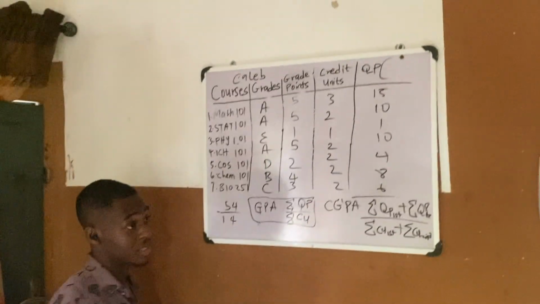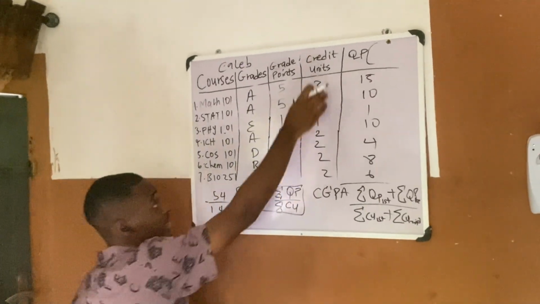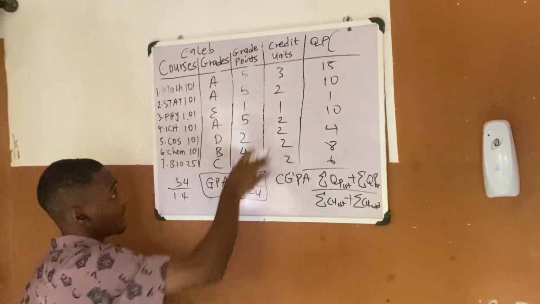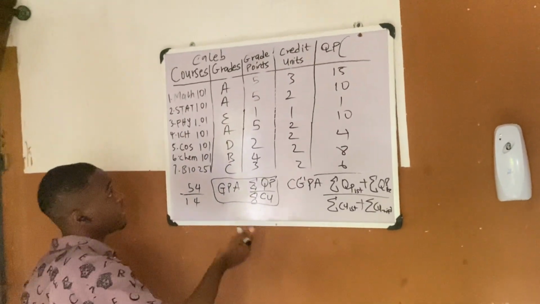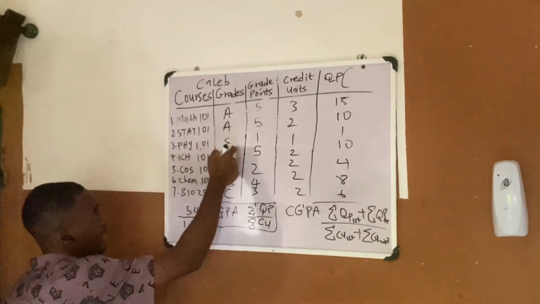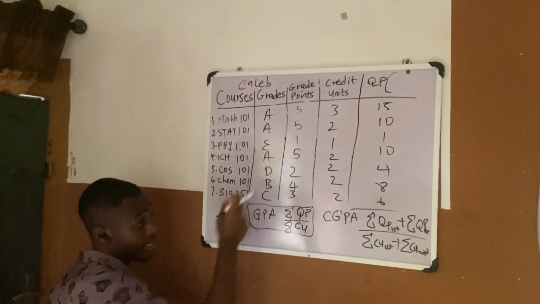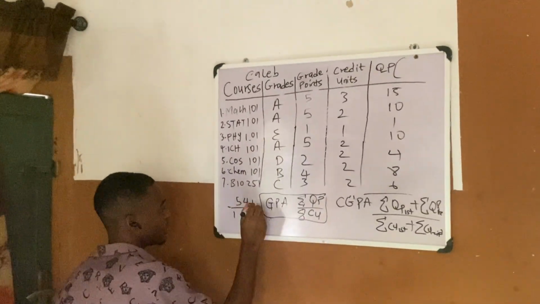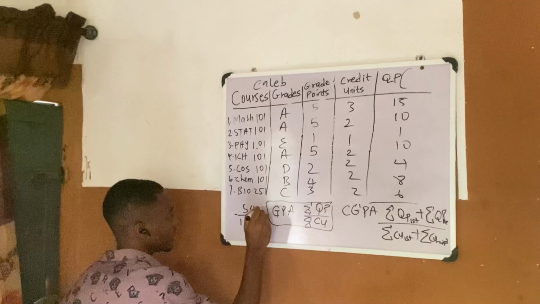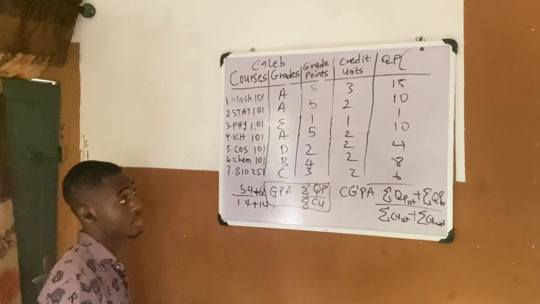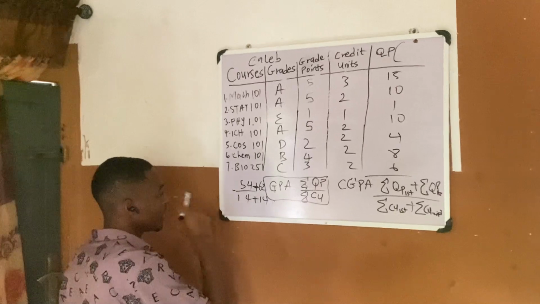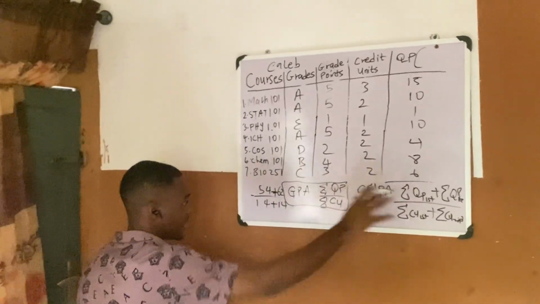So let's say for second semester, he did the same number of courses, that's 7, and their credit units were the same, but he did a bit better. Let's say maybe here he got an A, and then he got an A here too. Then let's say his total quality point was 62, and this still remains the same, right? So let's calculate his CGPA.